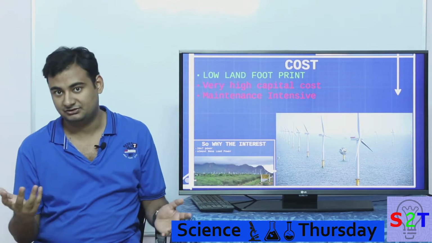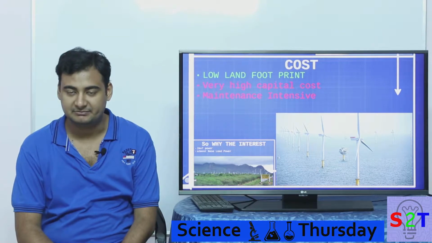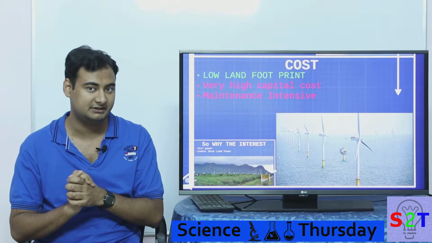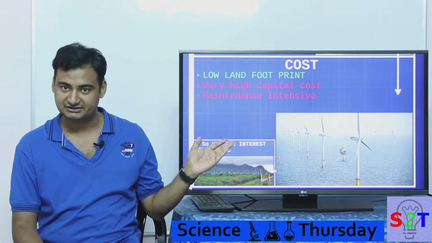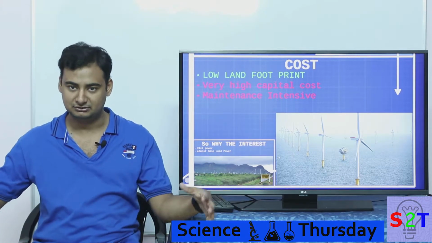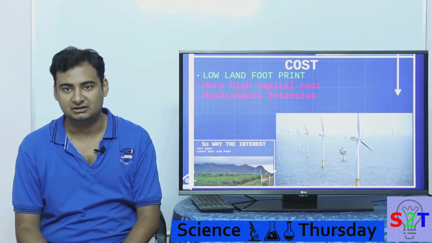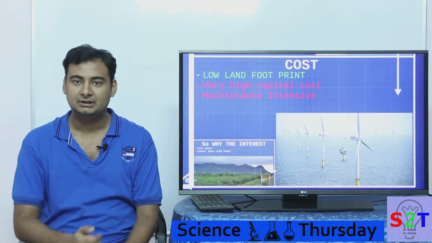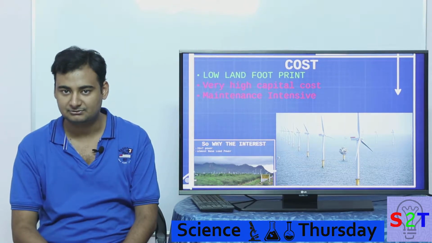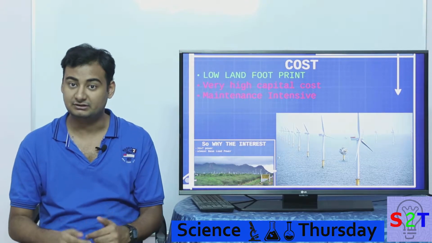Now, as I already mentioned in my video about solar power, solar power is almost reaching cost parity. So what is wind's condition? Well, it has a very low land footprint. Basically, let's say you are a farmer and you have hundreds of hectares of land, and you can lease the land to some company that is putting up wind farms. Everything is good, you can use the land.